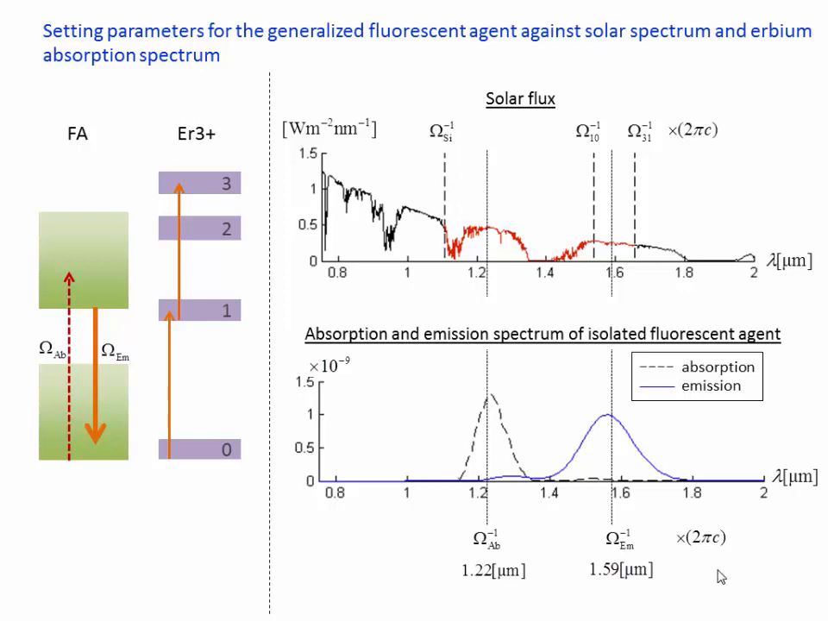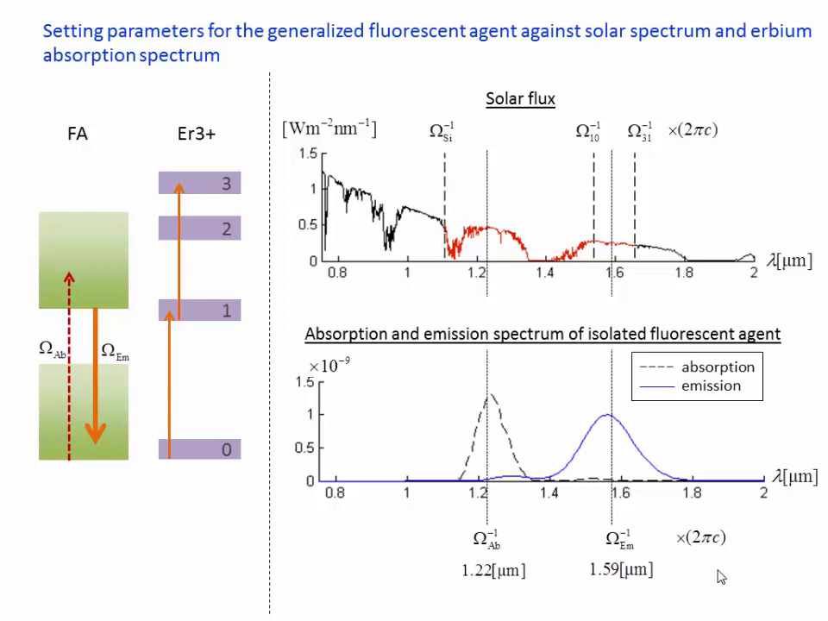So now in our work, we will fix the solar spectrum, which we cannot change, and also we cannot change the absorption and emission of the erbium. But we will present the fluorescent agent as some tunable parameters.